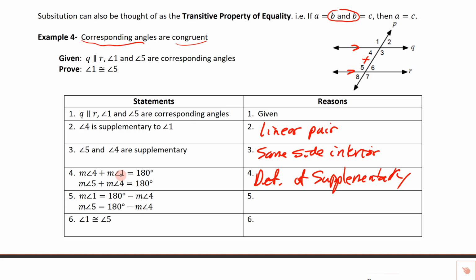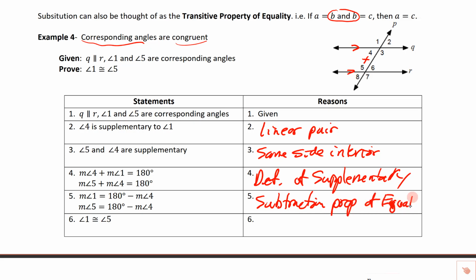Now let's take a look at what happens here and see if we can spot this. This is angle 1 equals 180 minus angle 4. Angle 1 equals 180 minus, well, they just moved the angle 4 to the other side, and angle 5 equals 180 minus angle 4. So again, they moved the angle to the other side. So this is, like we did up above, subtraction property of equality.